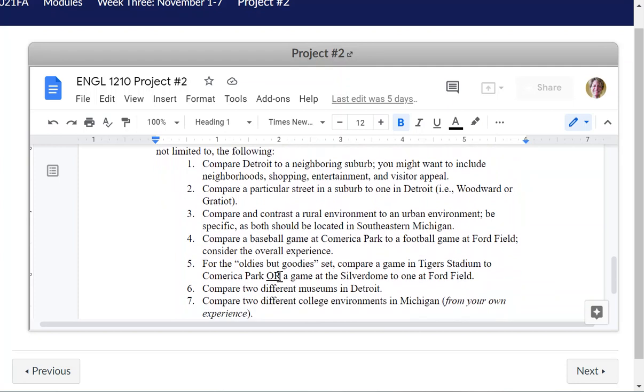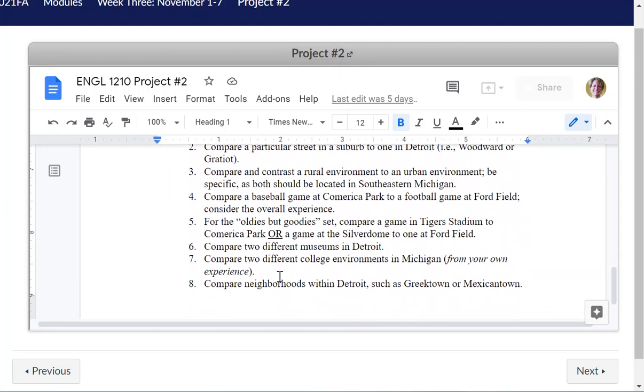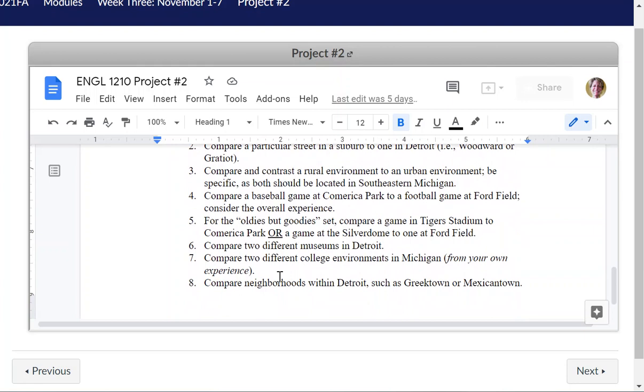You can compare a rural environment to an urban one. So you want to be specific, and you also want to make sure that these are, let's just say, Michigan in general. They don't necessarily have to be located in southeastern Michigan. So you can see that these are some ideas for you, but you're also welcome to ask me. Again, I want this to be close to home and close to you, because you do not need to research this. So I should not see how many people can be seated in a particular venue unless you know that off the top of your head.